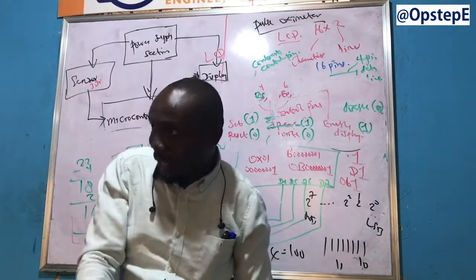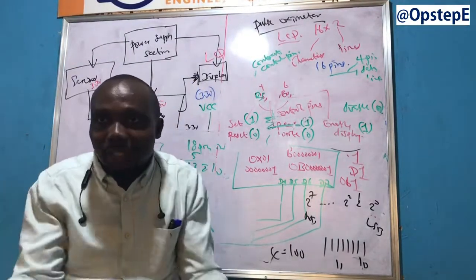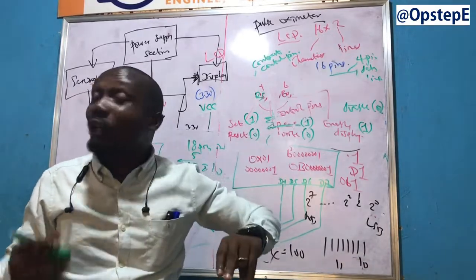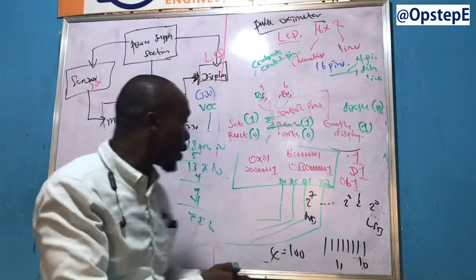place the cursor at line 1 or line 2. Don't forget, I said it's a 16 by 2, which means you can start writing your character from any line, either line 1 or line 2, and on any column on the line. Do you understand what I'm trying to say?